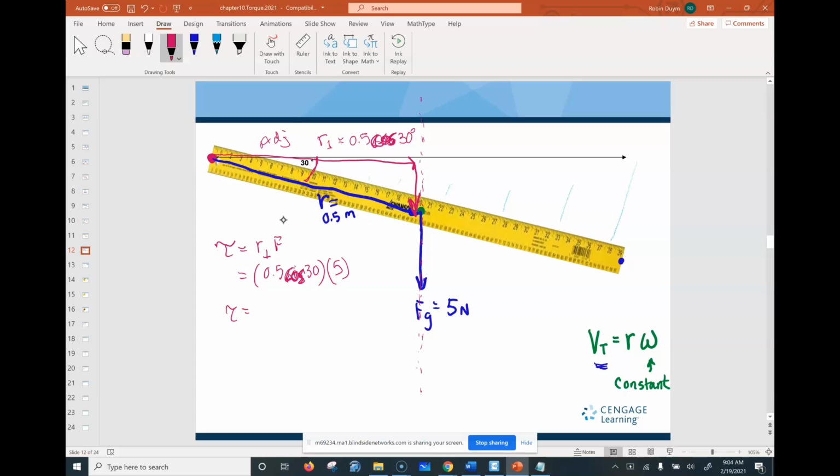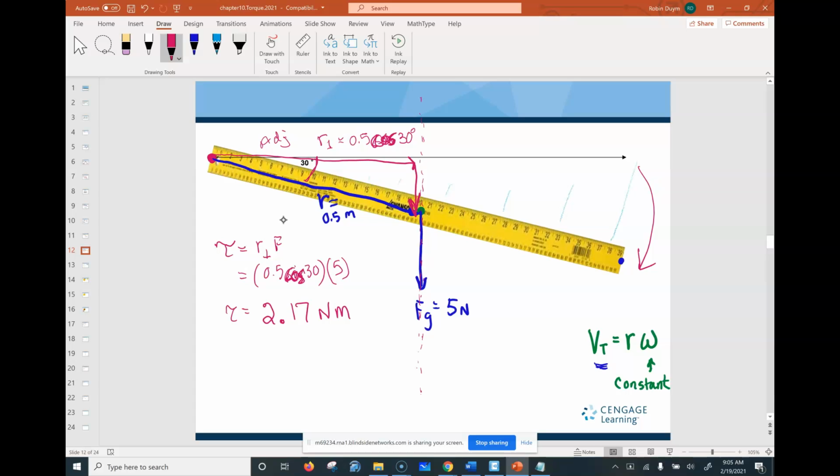And then we know that this is rotating this way. So we could say it's going clockwise. But we're just looking at magnitudes right now. So what's that number? 2.17. 2.17 Newton meters. Awesome. So that's one way you could do it.